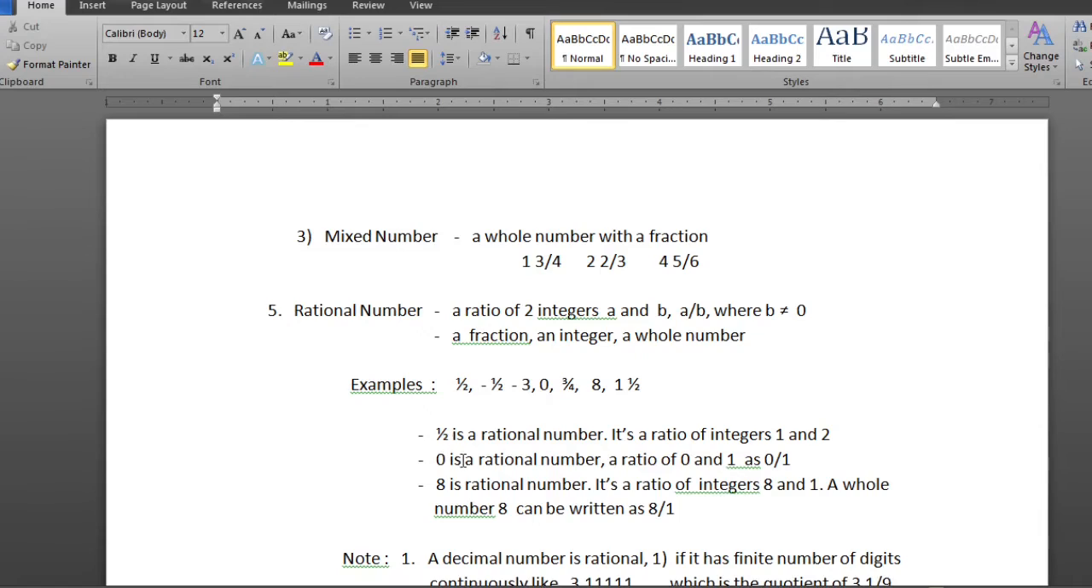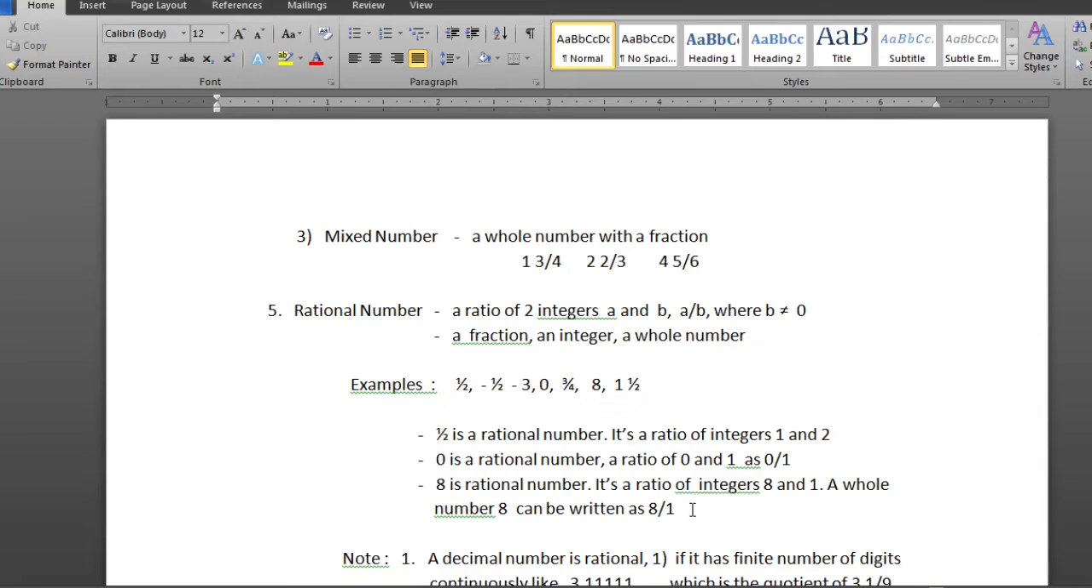1/2 is a rational number. It's a ratio of integers 1 and 2. 0 is a rational number, a ratio of 0 and 1 as 0/1. 8 is a rational number. It's a ratio of integers 8 and 1. A whole number 8 can be written as 8/1.